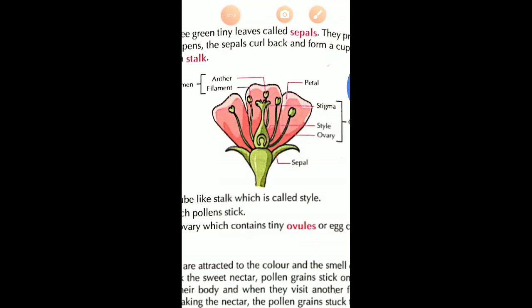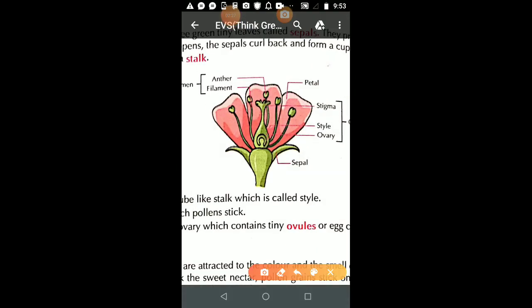See student, observe the picture of this flower. See, this is the anther and filament. These are the parts of a stamen. And stigma, style and ovary. These are the parts of a carpel.